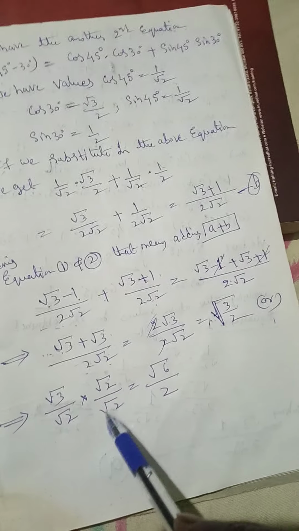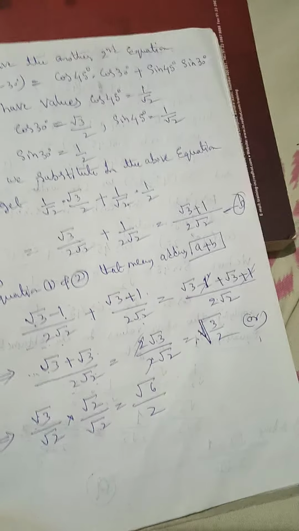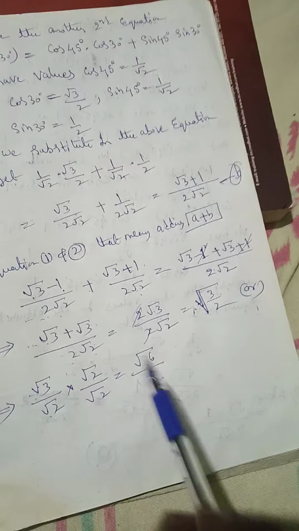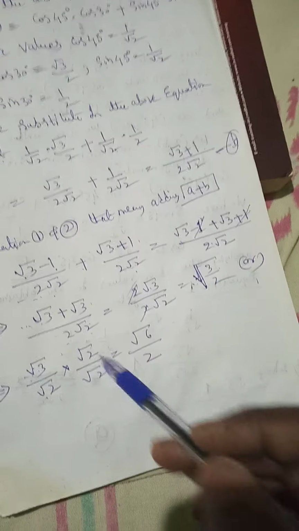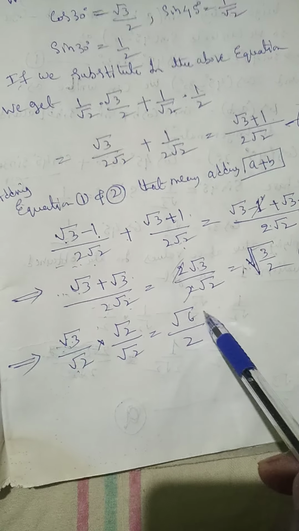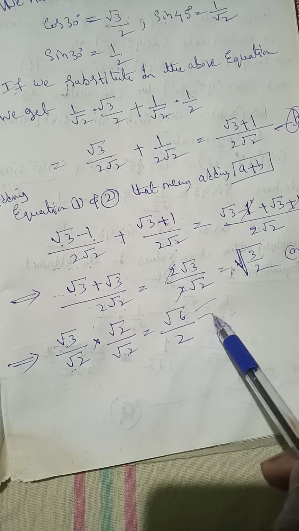To get the answer, root 3 by root 2, if you multiply both numerator and denominator by root 2, root 3 into root 2 becomes root 6, and root 2 into root 2 becomes 2. So this is the answer.